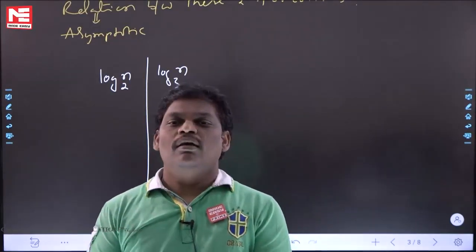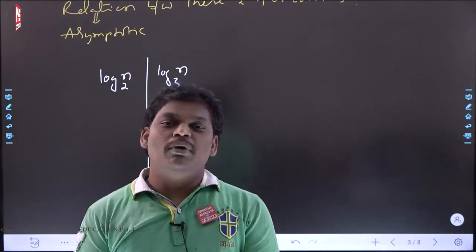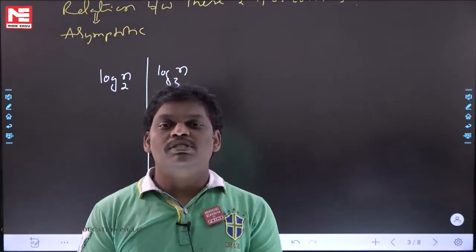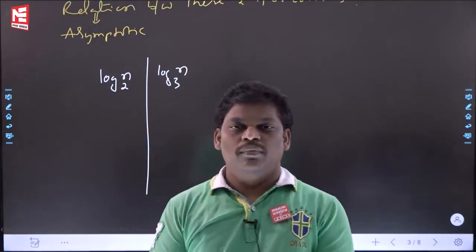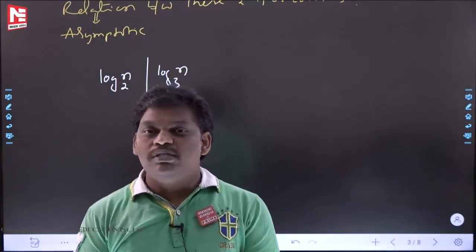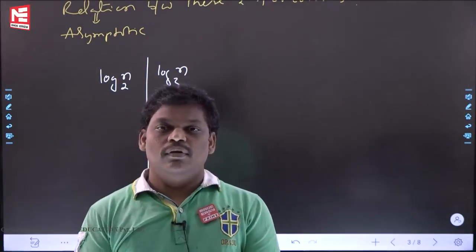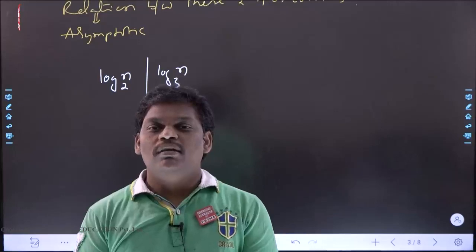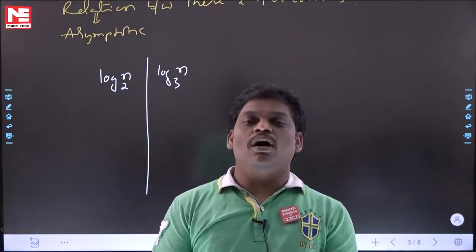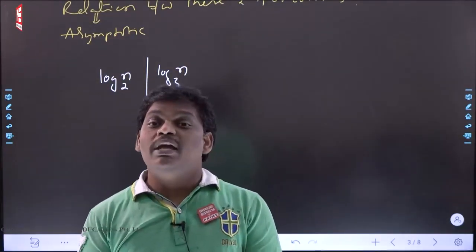You tell me, log 100 base 2, how much? 100 can be written as approximately 2 power 7. Log 2 power 7 base 2 is 7. Next, log 100 base 100, what is the answer? 1. Log 100 base 10, what is the answer? 100 can be written as 10 squared, so 2. Again: log 100 base 2 is 7, log 100 base 10 is 2, log 100 base 100 is 1.